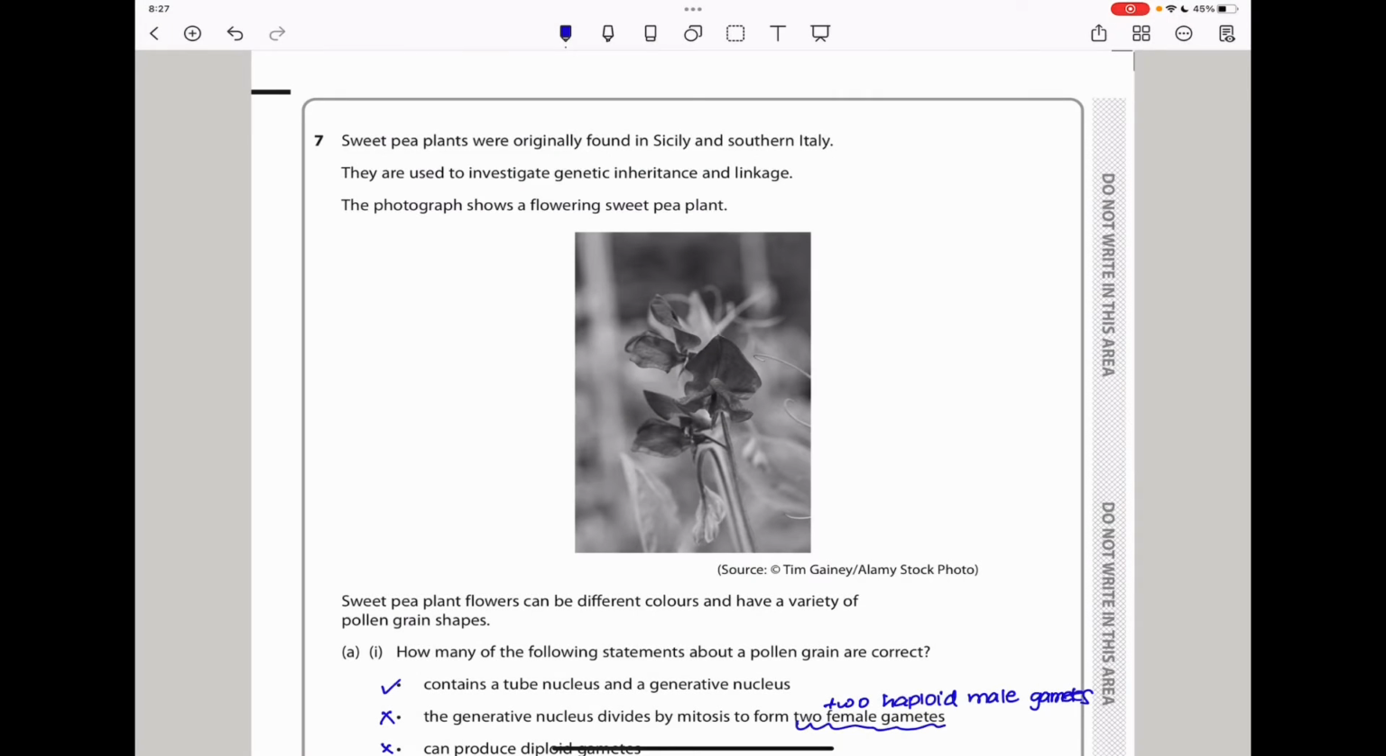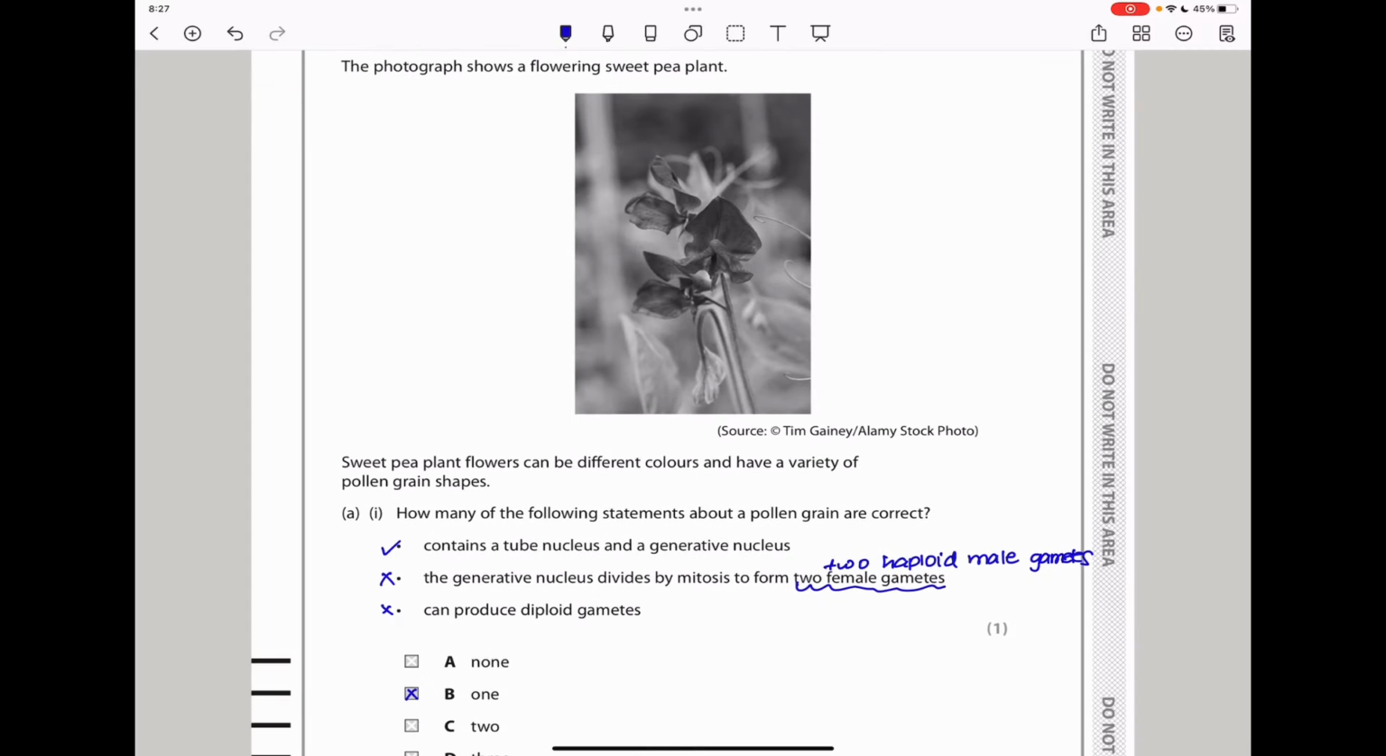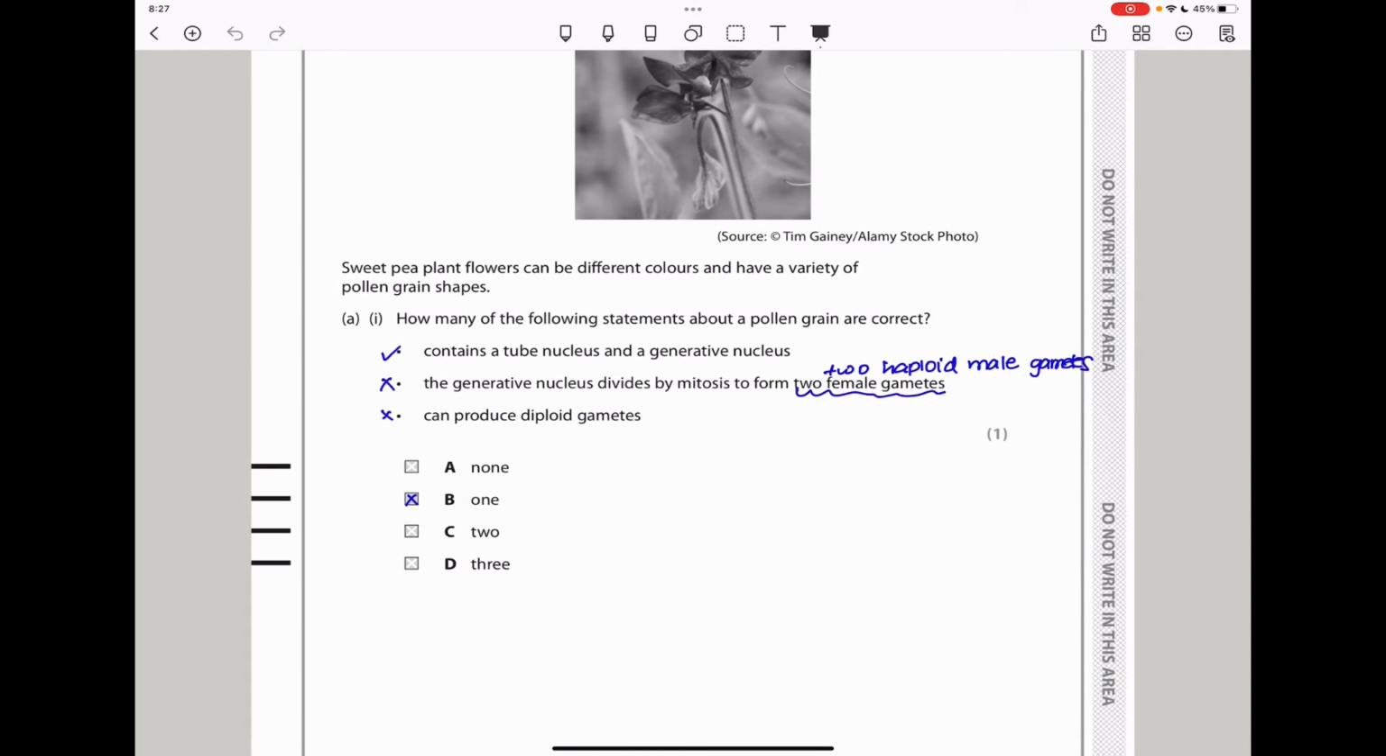Question 7. Sweet pea plants were originally found in Sicily and southern Italy. They are used to investigate genetic inheritance and linkage. The photograph shows a flowering sweet pea plant. So here we have that photograph showing the sweet pea plant. And down here they say, sweet pea plant flowers can be different colors and have a variety of pollen grain shapes. A says, how many of the following statements about a pollen grain are correct?